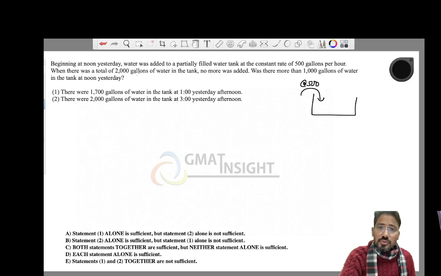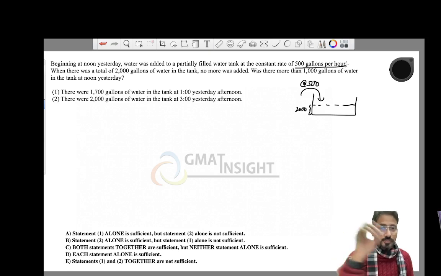When there was a total of 2000 gallons of water in the tank, no more was added. So as soon as the tank is filled to 2000, no more water is added. Was there more than 1000 gallons of water in the tank at noon yesterday? When there were 2000 gallons, the question is only whether the incremental water added after noon was 1000 gallons or not. That means the question is simply whether this inlet was open for 2 hours or less.